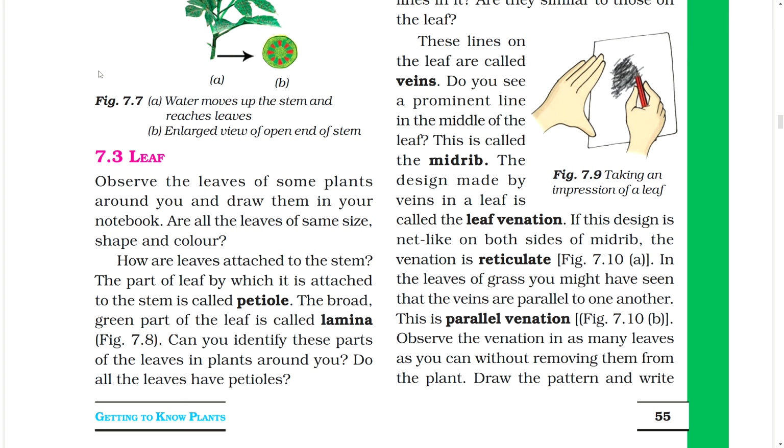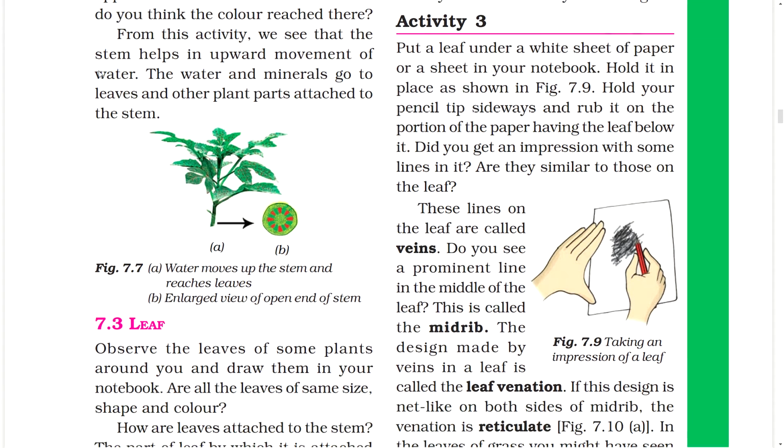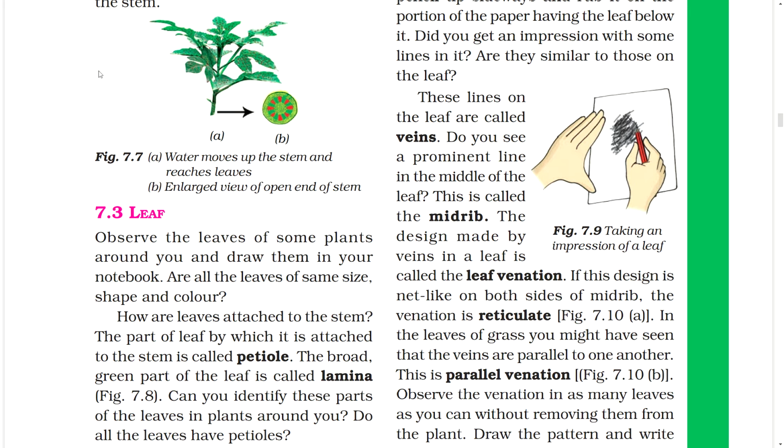If this design is net-like on both sides of the midrib, the venation is reticulate. Figure A. Figure: taking an impression of a leaf. In the leaves of grass you might have seen that the veins are parallel to one another. This is parallel venation. Figure B.